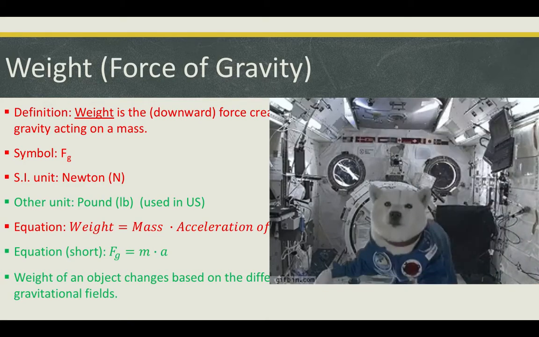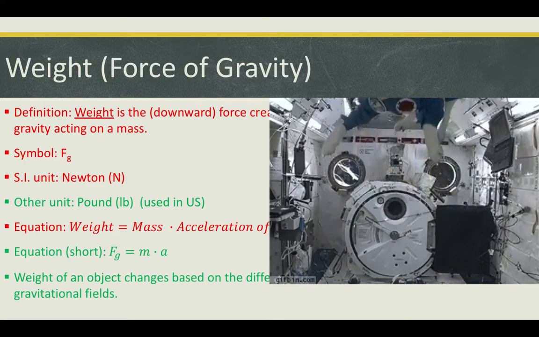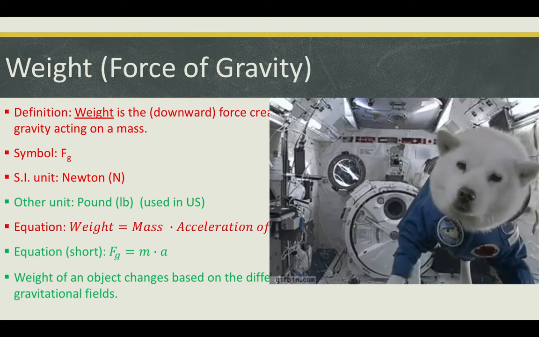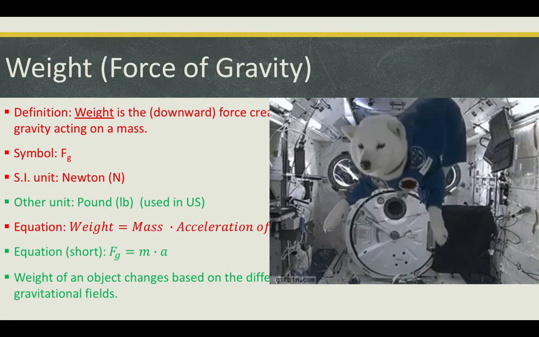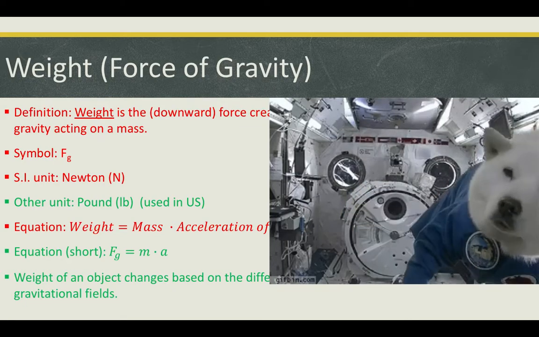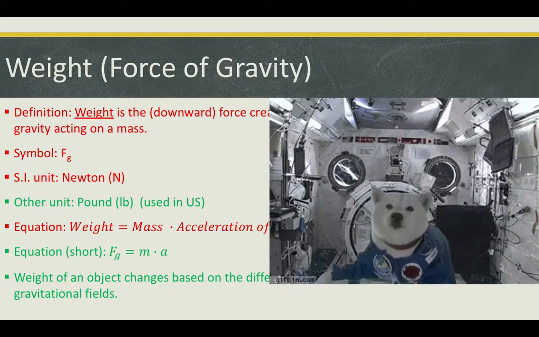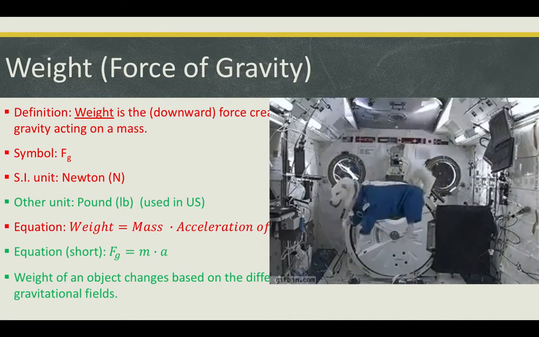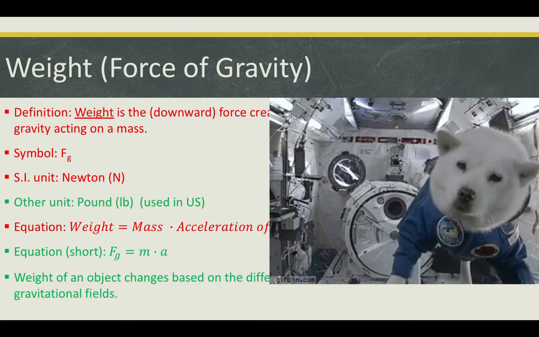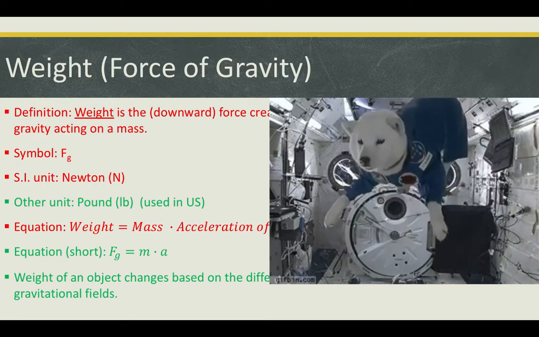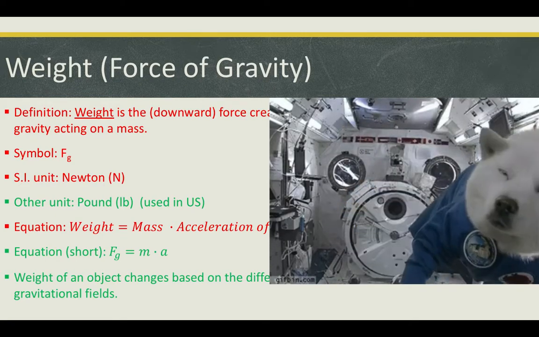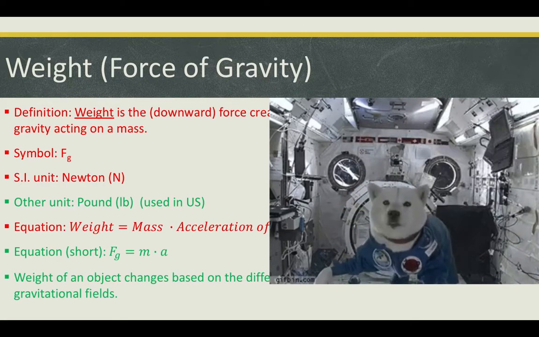Weight, however, is related to mass, but it's not the same. The definition of weight is that it's the downward force created by gravity on a mass. The symbol is F sub g, and its unit is the Newton. The pound is the unit we usually think of in the United States for weight. However, we won't be using that in our science class. But you can think of a Newton as like a pound. It's the same sort of measurement.